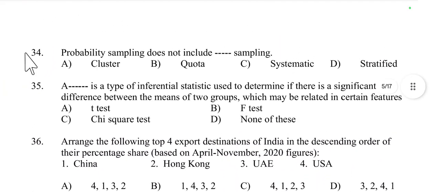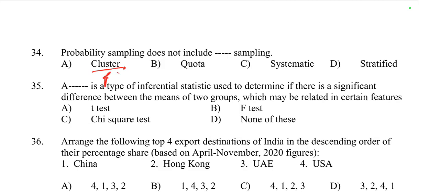Then question number 34. Probability sampling doesn't include which sampling: cluster, quota, systematic or stratified. Here, if we take cluster, then systematic, then stratified, these all are types of probability sampling.